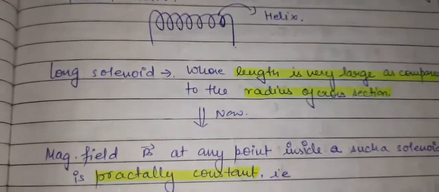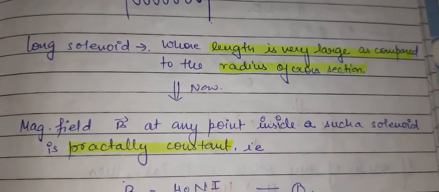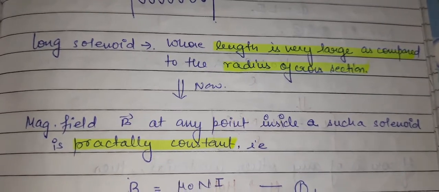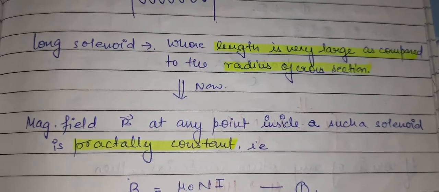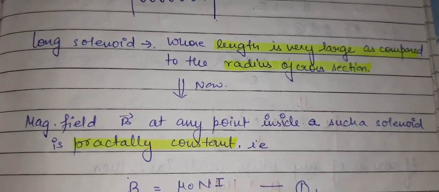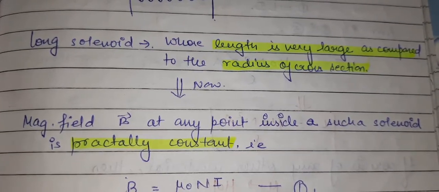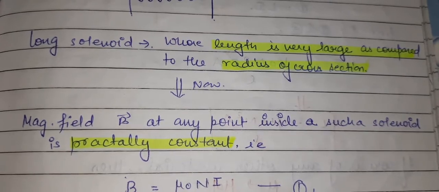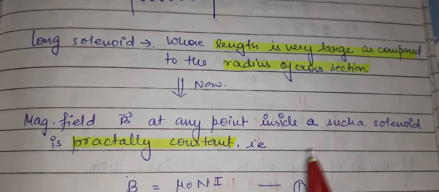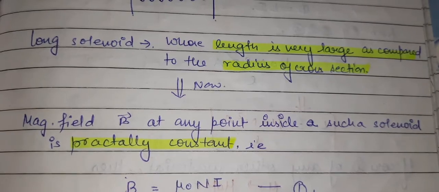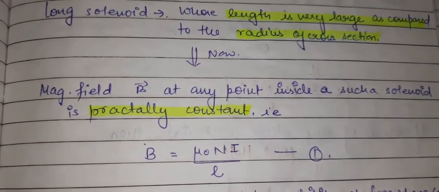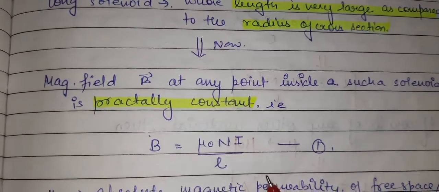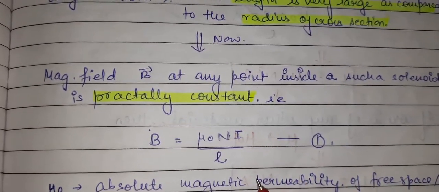Now what we are supposed to imagine is that the magnetic field at any point inside such a solenoid is practically constant. We have derived this in the previous chapter when we were studying moving charges and magnetism. There we studied that the magnetic field B at any point inside a solenoid is practically taken as a constant. And the formula given for it is B equals mu naught n I upon L.